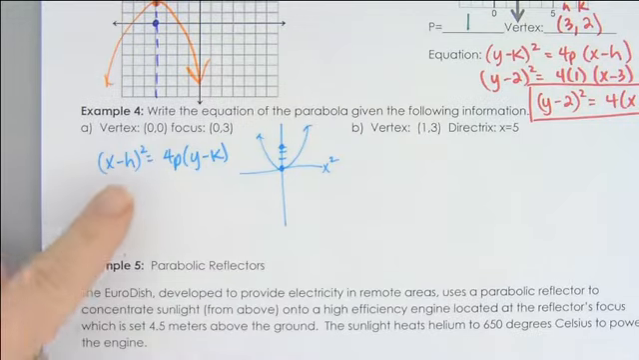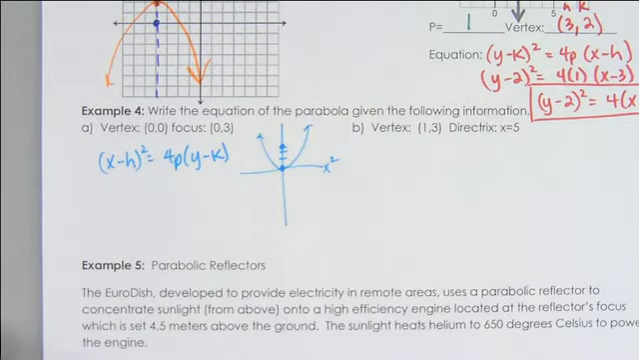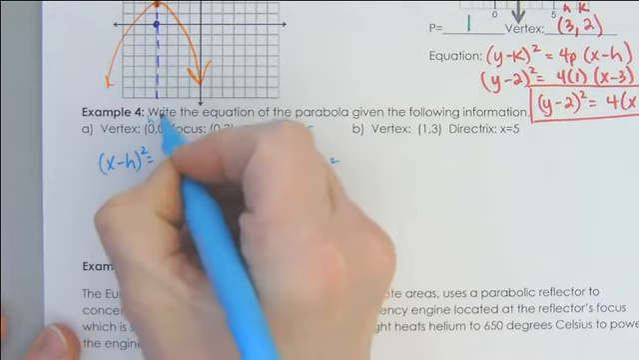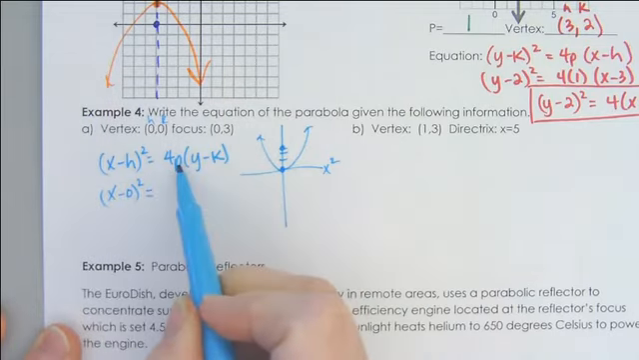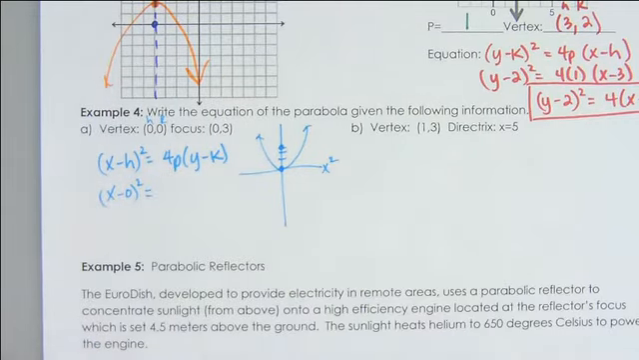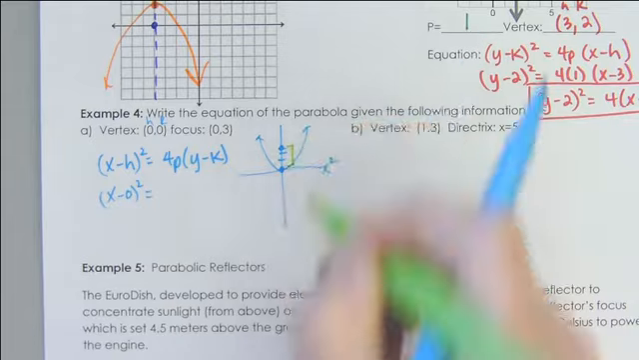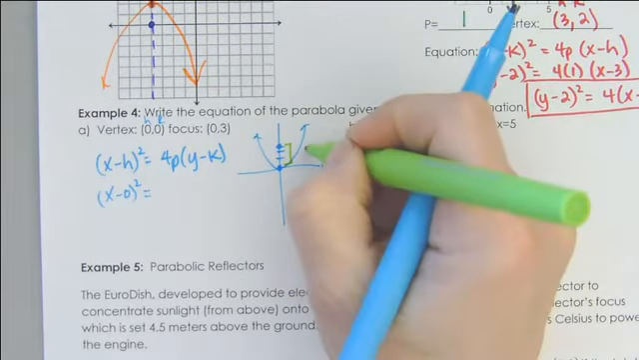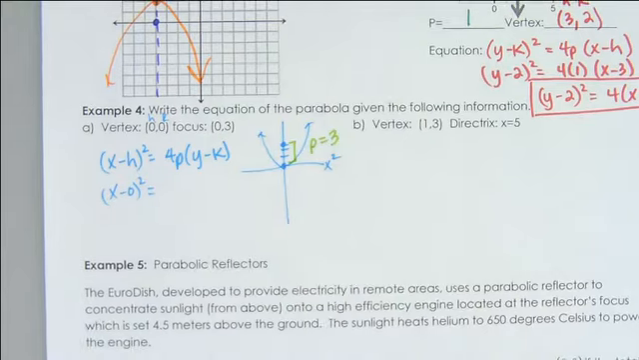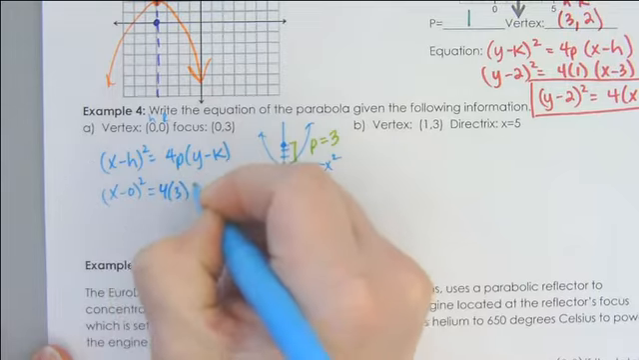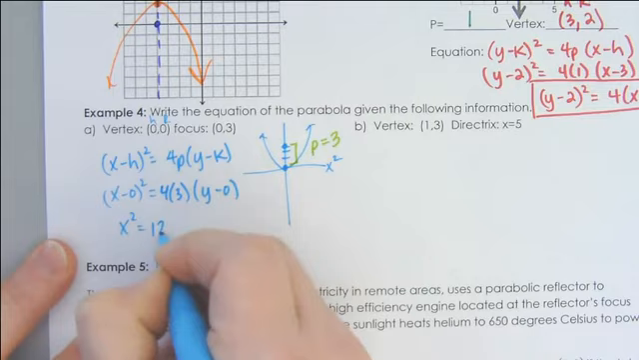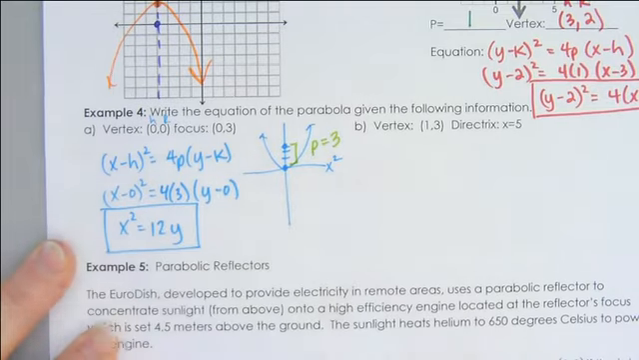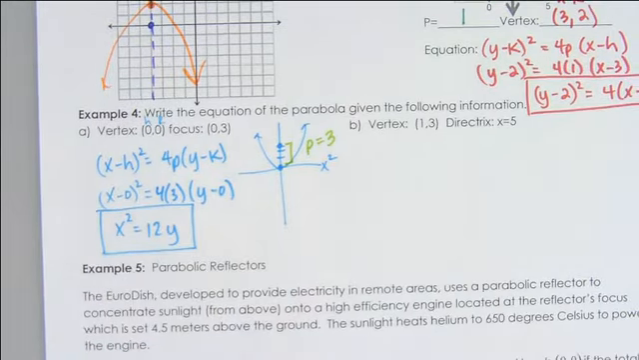Now, the equation before said x minus h squared equals 4p times y minus k. The vertex is at 0, 0. There's my h and my k. So I've got x minus 0 squared equals, remember I need to find p. P is this distance right here, how far it is from the focus to the vertex. That's up 3, so p is positive 3. If the parabola would have been opening down, it would have been negative 3. So I've got 4 times 3, y minus 0, with the final equation of x squared equals 12y. And again, if that was opening down, that would have been a negative 12.